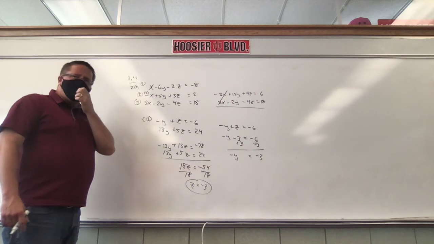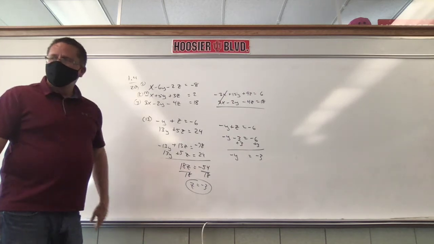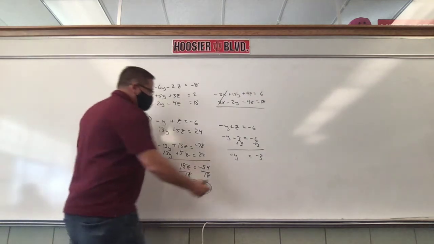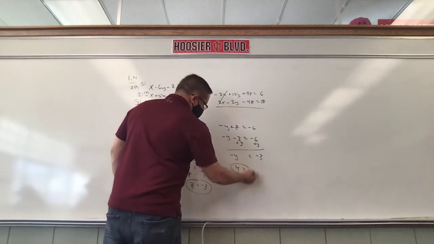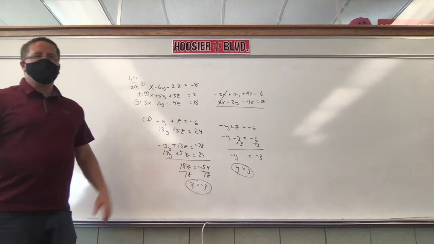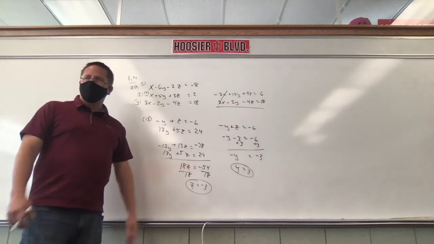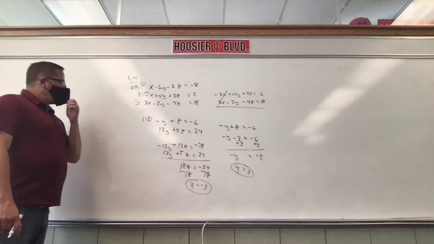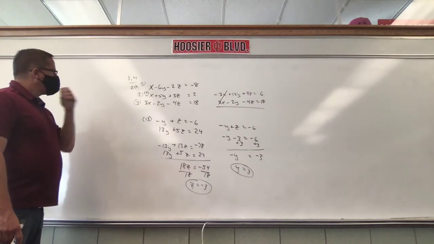So what would y be if negative y is negative 3? Yeah, positive y is positive 3. Y is divided by negative 1, yep. Or just think about it, if negative y is negative 3, it stands to reason positive y has got to be positive 3. Then we got to find x. I'm going to use the top one.